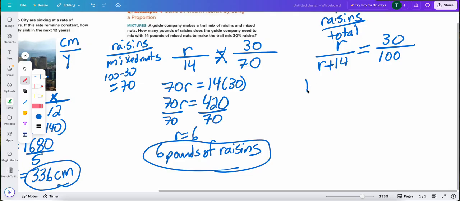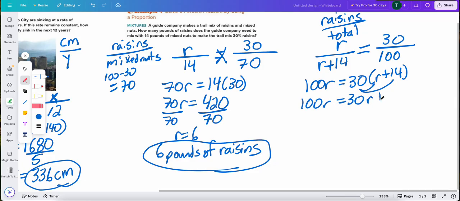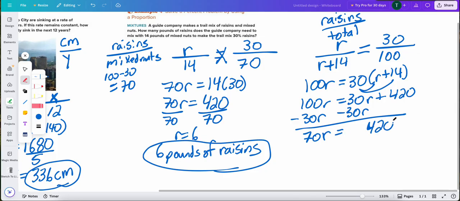So we can still cross multiply. So I'd get 100R equals 30 times R plus 14. I would distribute my 30. So I get 100R equals 30R plus 30 times 14, which is going to get me 420. I would subtract 30R from both sides. If I do that, that gets me 70R equals 420. Divide both sides by 70, and we still get R is 6.